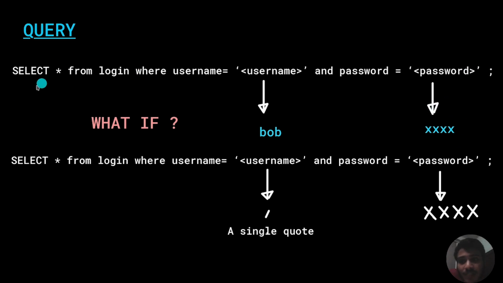Now the select keyword is used to select certain fields from the tables, and select star signifies that we select all the fields that are present in the table, from login. Login is actually the name of the table from which you are going to select the fields, where the username is equal to the username that we have provided, that is Bob, and the password is a password that is provided in string format. Now on successful completion of the query, you get the appropriate data and you get logged into the website.